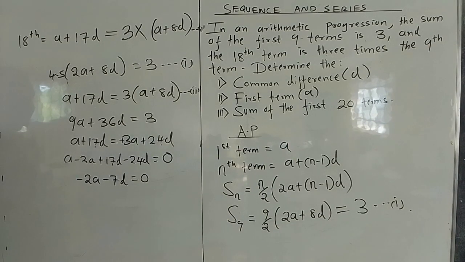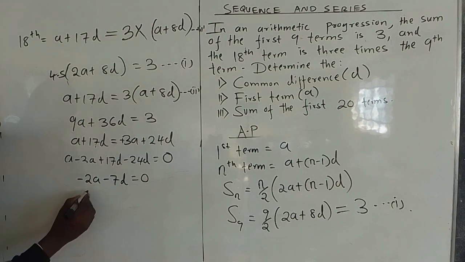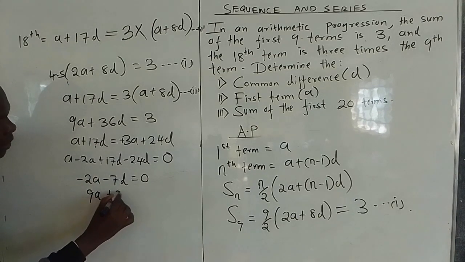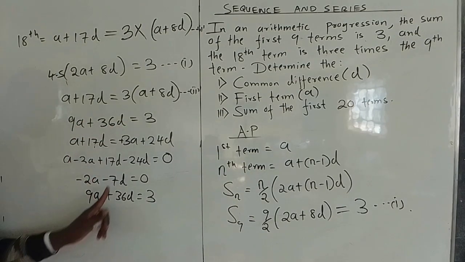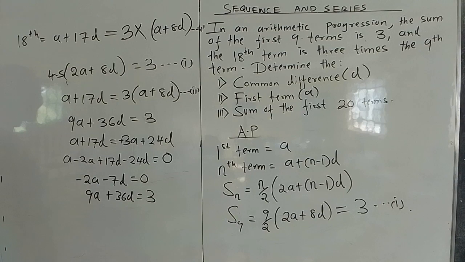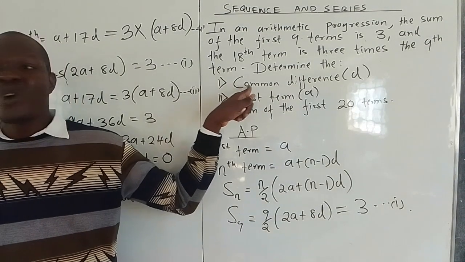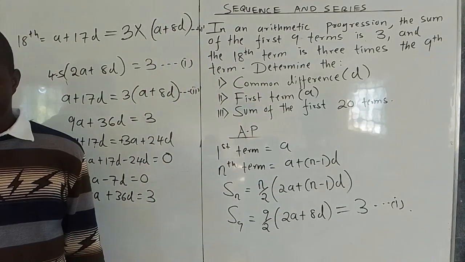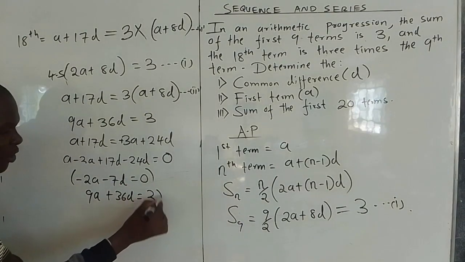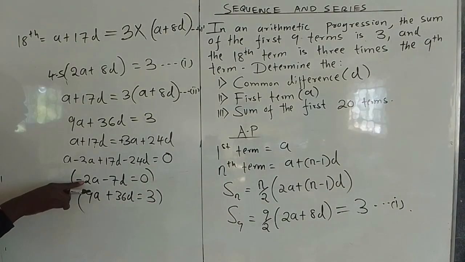So I now have the two equations. The first one is that, the second one is this, isn't it? If you now put them together, it's 9a plus 36d is equal to 3. I'll draw them together, a is on the same line, d is on the same line. I want to use elimination, isn't it? When I'm using elimination, the first thing I want to get is the common difference. Meaning I'm eliminating a. So for me to eliminate a, you simply look at the coefficients of a. The coefficient of a in this equation is negative 2, you multiply the upper equation by 9.